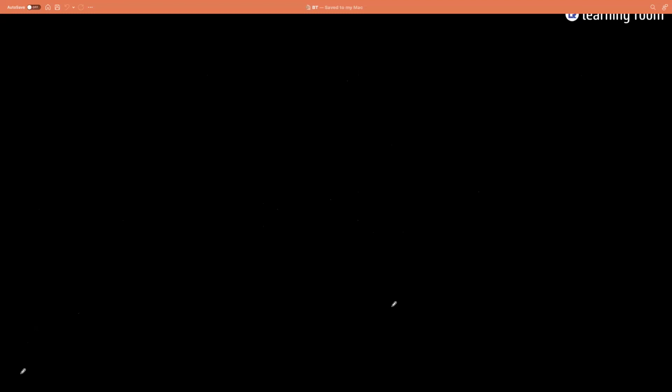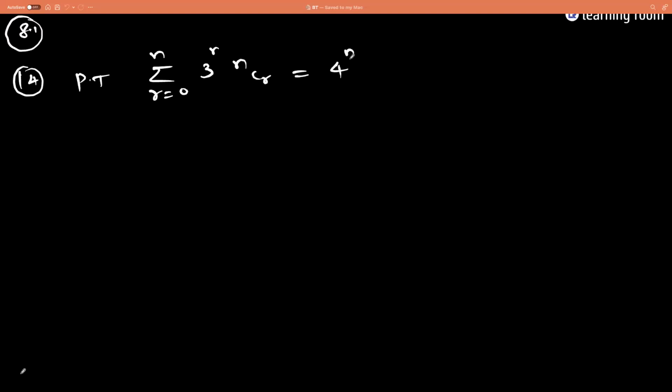So I'll do the 14th one, which he asked. In exercise 8.1, if I look at the 14th one, what did they ask? Prove that the summation of r equals 0 to n of 3 power r into nCr is equal to 4 power n. So how to solve this? Since I have 3 here, I have 4 here. What is the relation between them? Can I write 4 as 3 plus 1? Yes or no? Yes, sir.